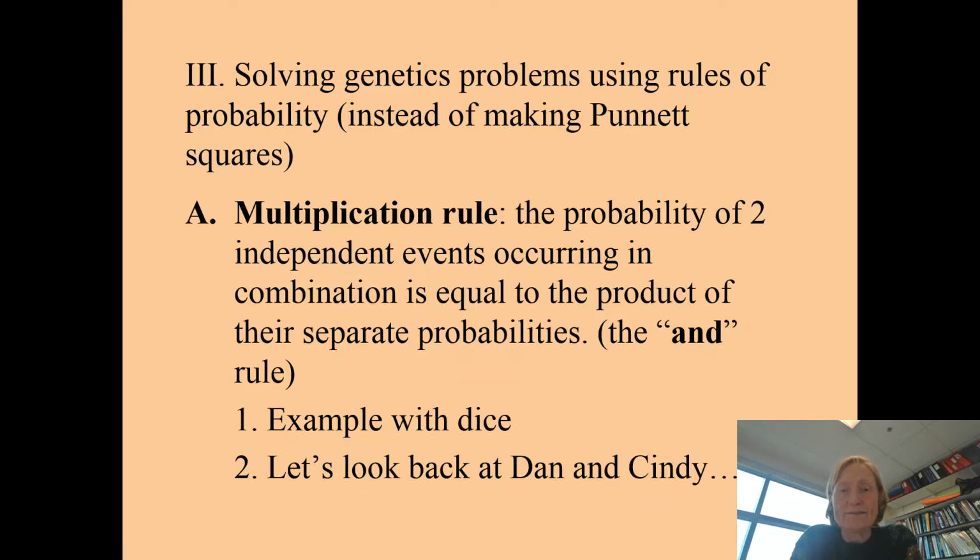Product meaning multiplying, right? So it's called the AND rule. The probability of this happening and that happening is equal to the multiplication or the product of their separate probabilities. Let me give you an example with dice. Suppose you're playing Yahtzee and you're on the last roll and you're trying to get a Yahtzee, and you have 3 sixes and you need to roll 2 sixes with this pair of dice. You need to roll a 6 on this die and a 6 on the second one. What's the probability you're going to get that?